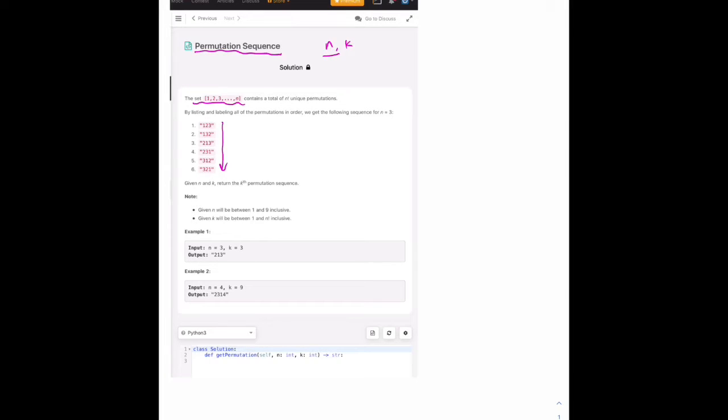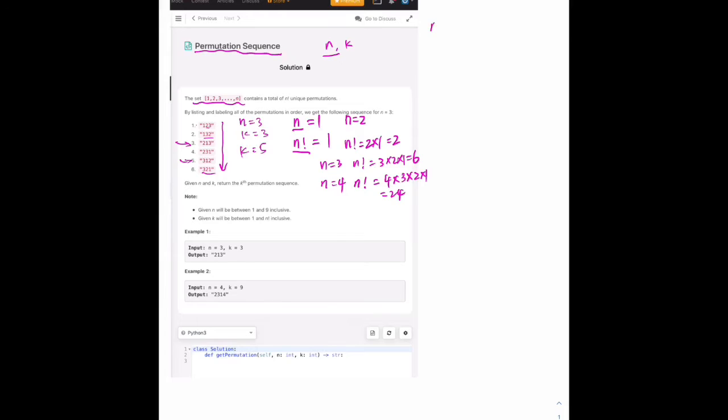So for example, if n is 3 here, we have 6 different permutations, 1, 2, 3, 1, 3, 2 until 3, 2, 1. This list is ordered. Then if k is 3, we'll return the third number. If k is 5, we return the fifth number. If we have number n here, number k here, basically we want to know for the kth number, what's the first number of that permutation? What's the second number of that permutation? Until what's the nth number of that permutation?